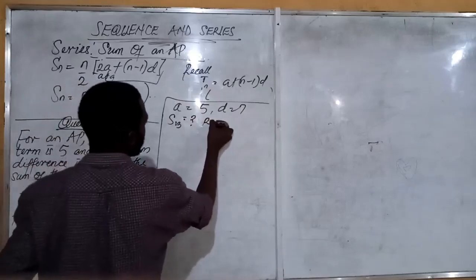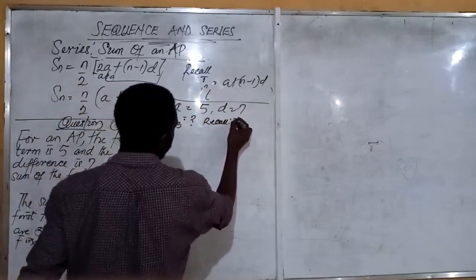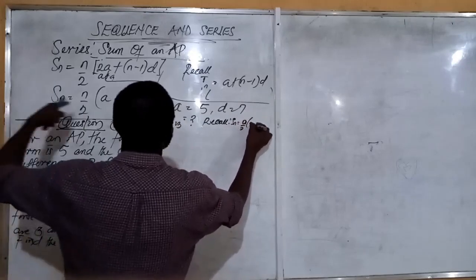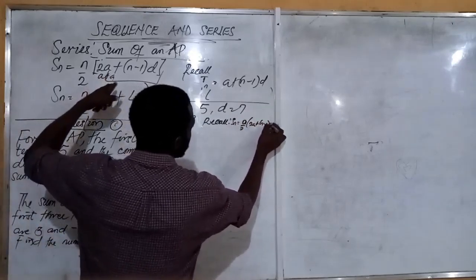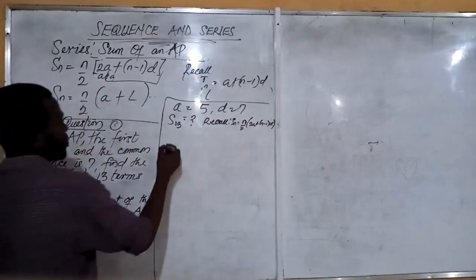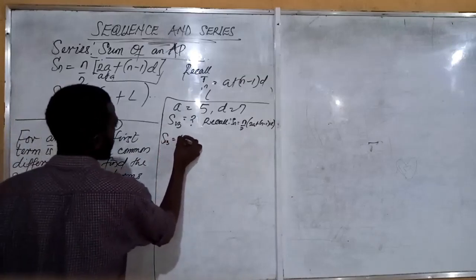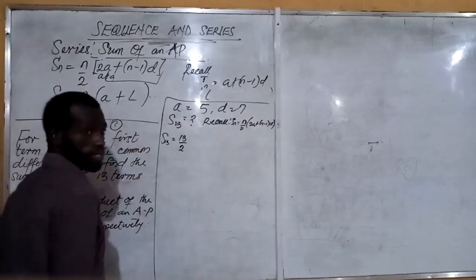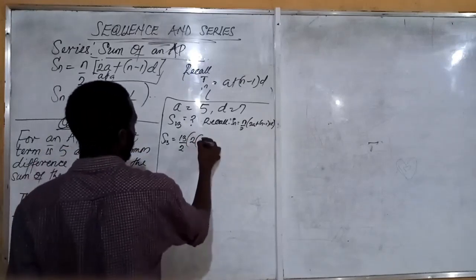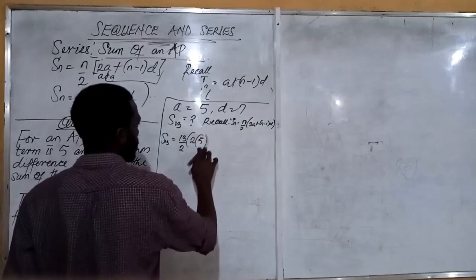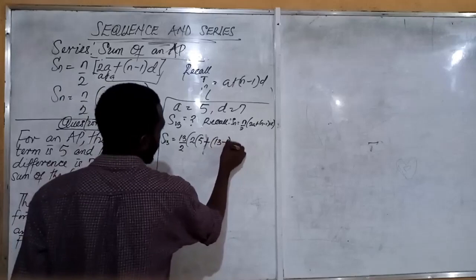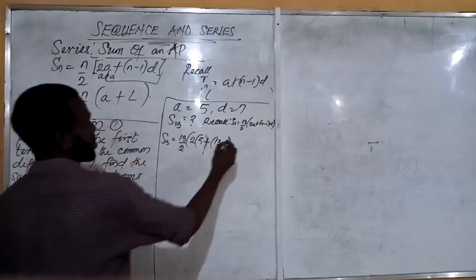Recall that Sn is equal to n over 2 into bracket 2a plus (n minus 1)d, isn't it? All right, so what do we do here? We basically plug in our values. S13 will now be equal to 13 over 2 into bracket 2 times a, that's 5, plus n, which is 13, minus 1 times d. What is our common difference? 7.